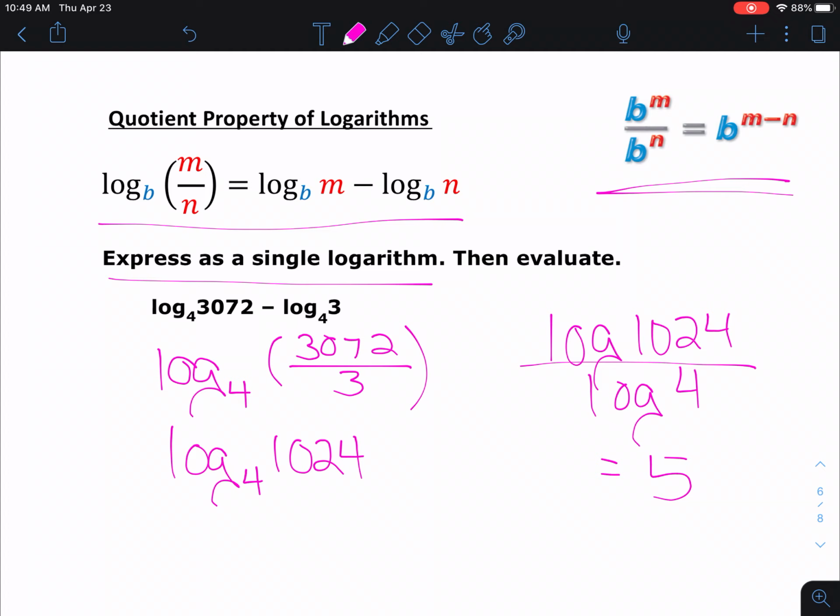So the two things that I really want to make sure that I'm writing when I do my assignment are a simplified single logarithm and then evaluating it right here. So I'm going to put some boxes around there so it's clear that that's my answer.